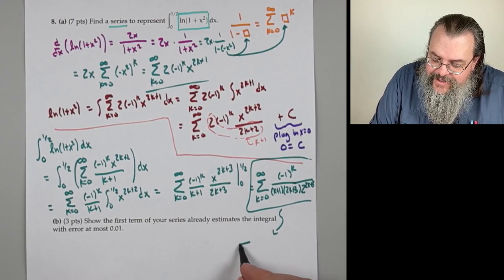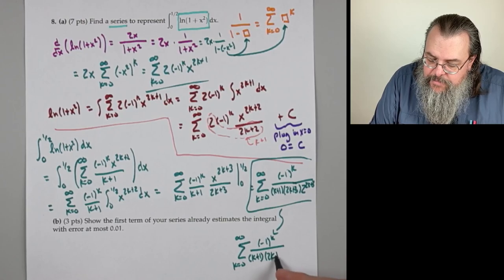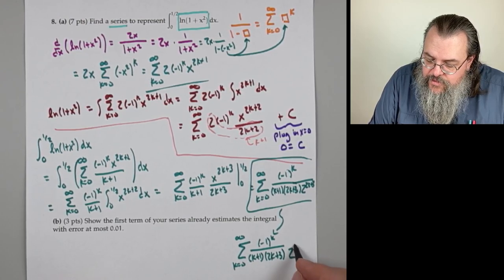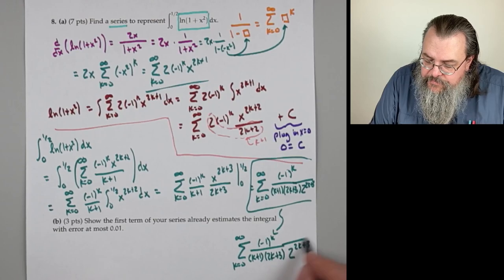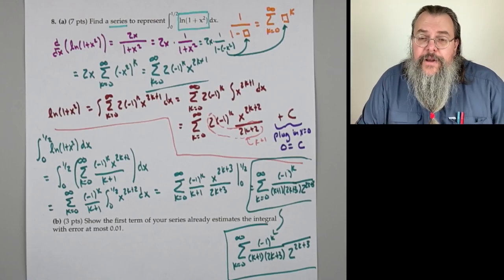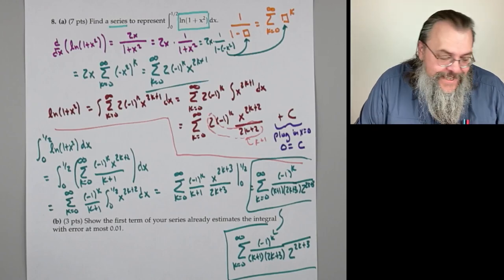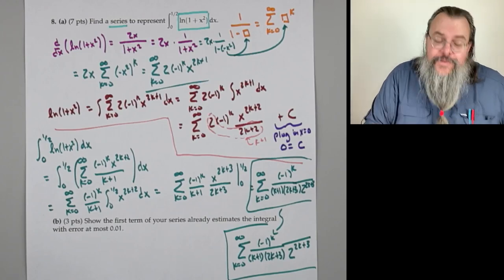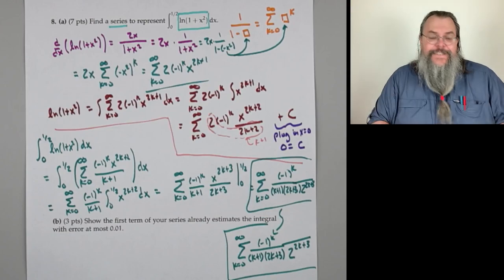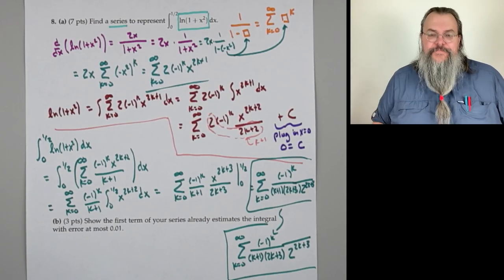Let's rewrite it down here just so we can read it. The sum from 0 to infinity of (-1)^k over (k+1)(2k+3)2^(2k+3). There we go. Again, we want to be able to read it. Whew! All right. That was some work. But that's why it's worth so many points. It's worth 7. Wow! That means we've just got a few more small things left.